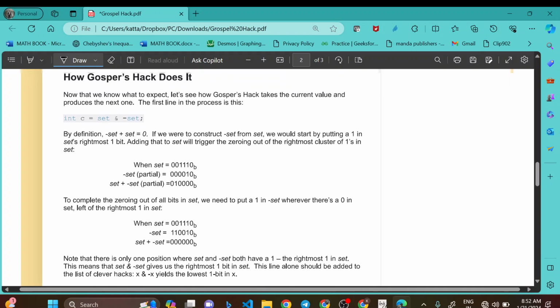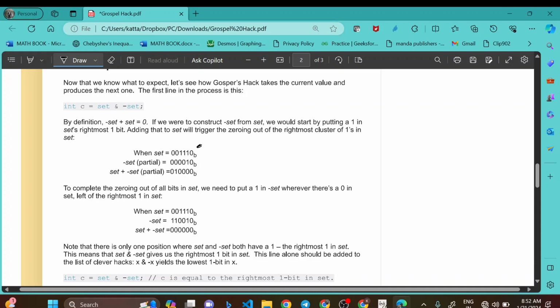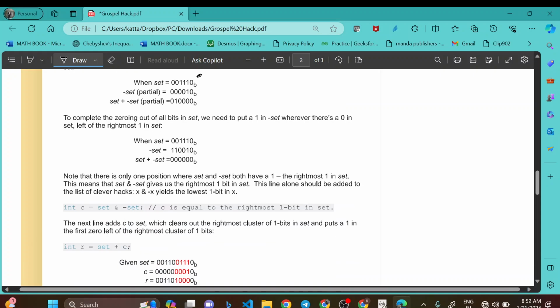Let us assume this is the set we have considered: 0 0 1 1 0. Now how do you calculate minus set? Minus set is basically taking the complement of set and adding 1. What do I mean by complement? Wherever you have 0, put 1, and wherever you have 1, put 0. So 0 0 1 1 0 will have 1 1 0 0 1 as its complement. Now add 1 to this.